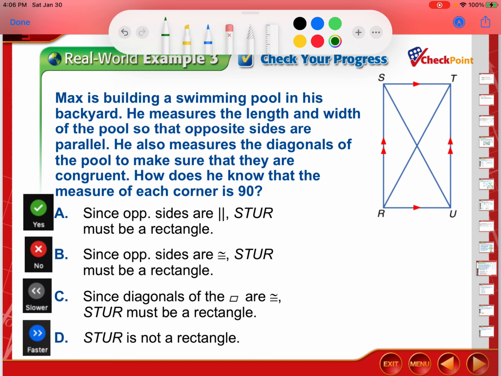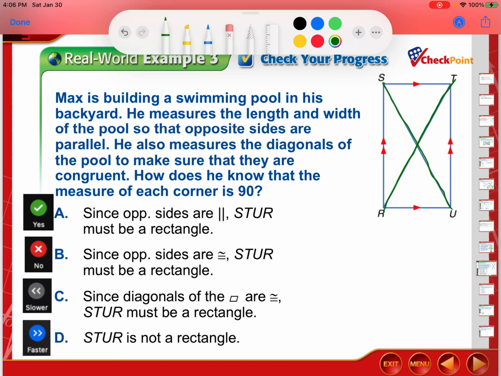He also measures the diagonals of the pool to make sure that they are congruent. How does he know that the measure of each corner is 90 degrees? So he knows that because the diagonals are the same length. Yeah, so they say the diagonals are the same. So RT and SU are the same length, which makes this a rectangle since we have two pairs of parallel sides also.